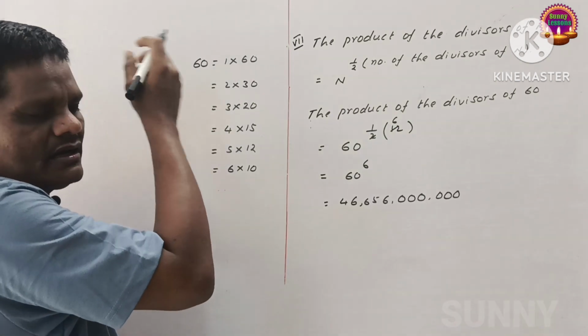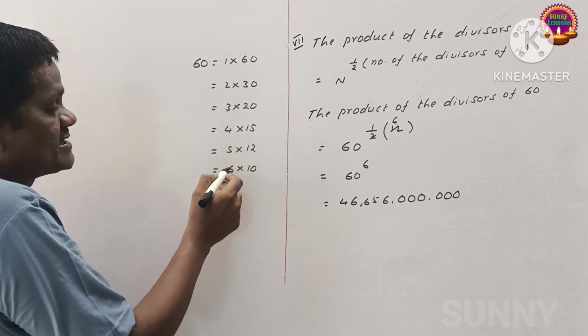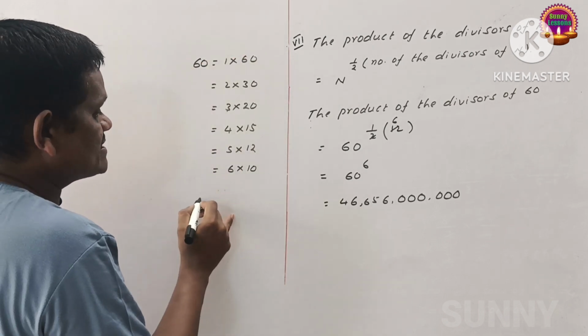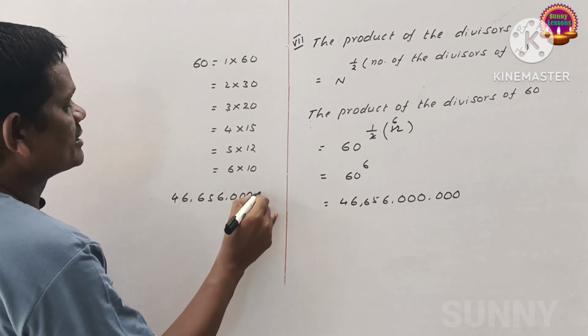It means we have to multiply the divisors of 60: 1 into 2 into 3 into 4 into 5 into 6 into 10 into 12 into 15 into 20 into 30 into 60.